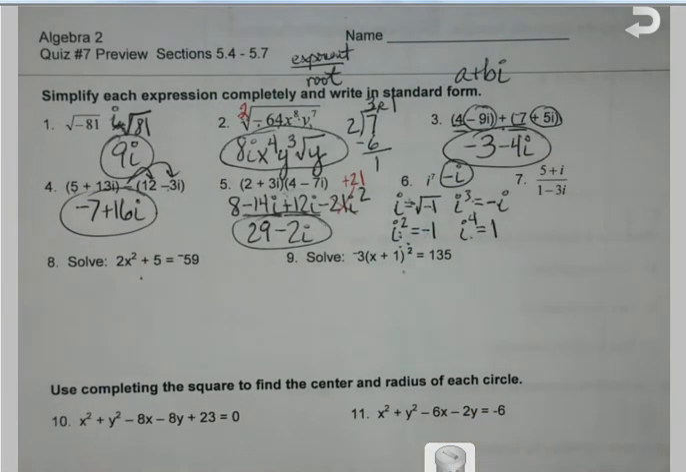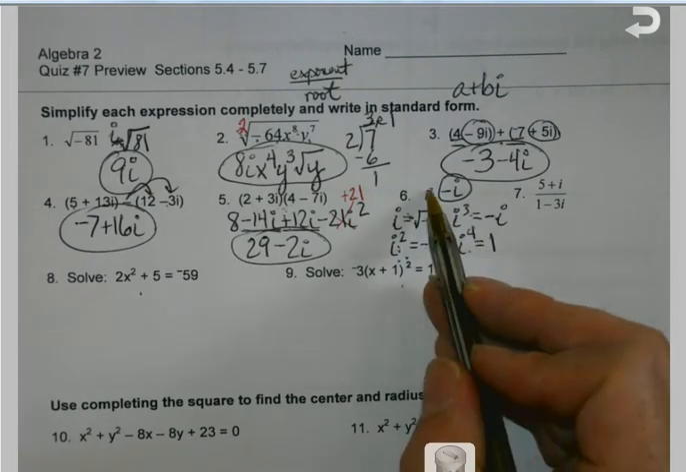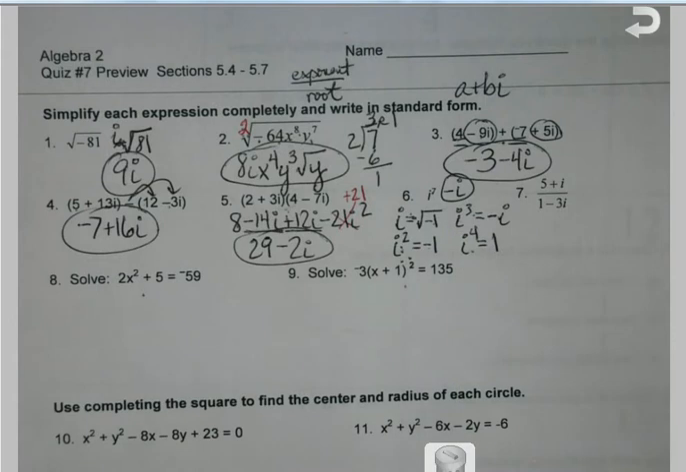If it was something big though, like 57, again, what I would do is divide this exponent by 4, because that's how many it goes around before it starts over.